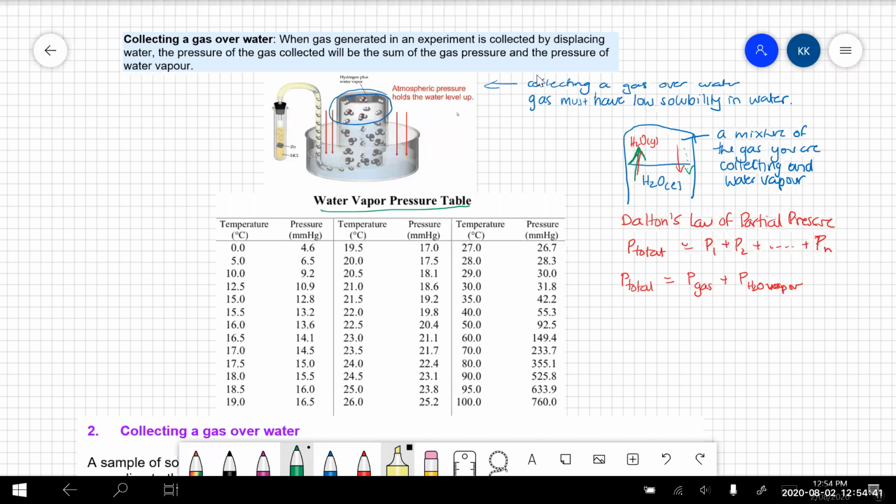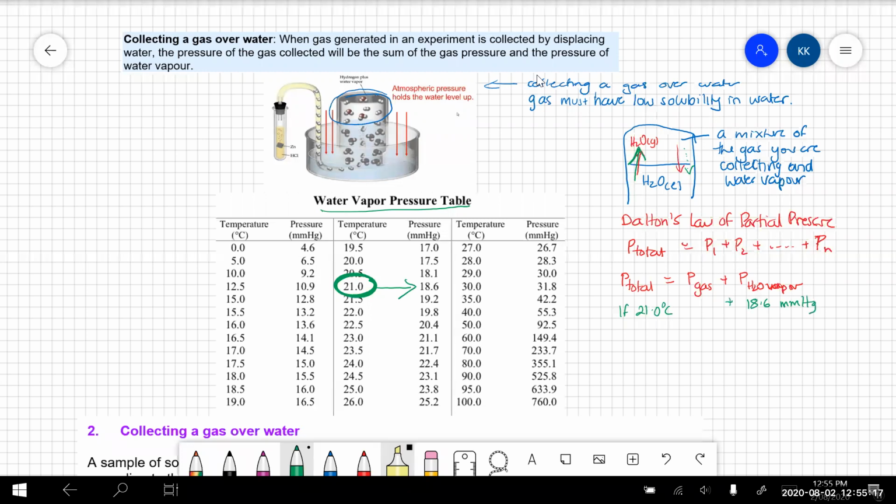Supposing you're doing an experiment, you're collecting a gas and your lab is sitting at a balmy 21 degrees, then you know that at 21 degrees, you are likely to have a vapor pressure of 18.6 millimeters of mercury of water vapor. So in our equation over here, if the water's at 21 degrees Celsius, then this value is going to be 18.6 millimeters of mercury.